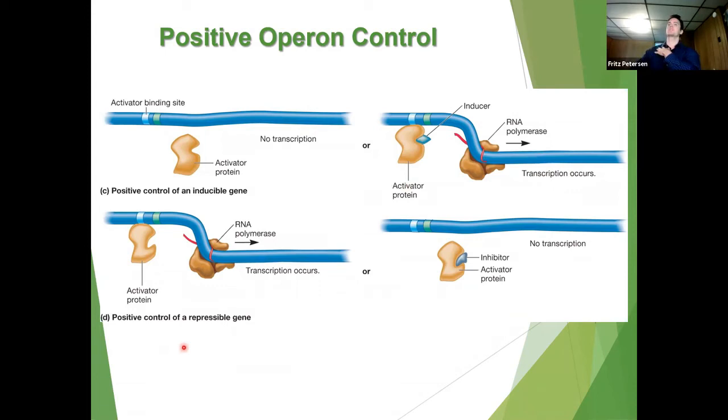So moving on to the positive control of a repressible gene. This is where the opposite is true. The activator protein is normally on the activator binding site, allowing the RNA polymerase to work. And now a molecule known as an inhibitor binds to the activator, and thus prevents the activator from binding to the DNA, and this stops the activation and transcription in these systems. As you can see, no transcription occurs.